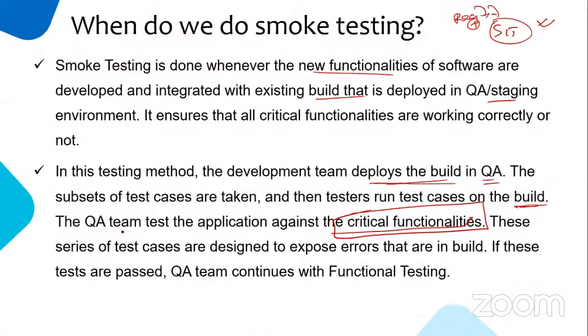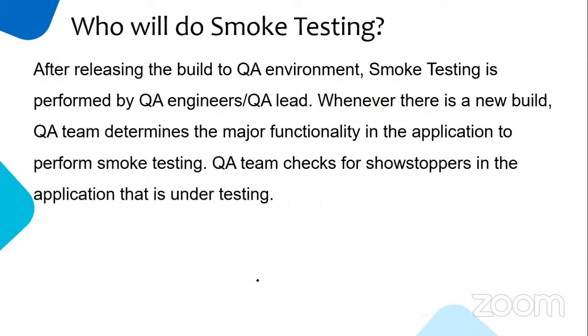Once this is done, this series of test cases exposes errors in the build, everything related to the build. If the test cases pass, then the team continues with functional testing. Rather than saying continues, they can start the functional testing. That's also right. Now comes a very tricky question.